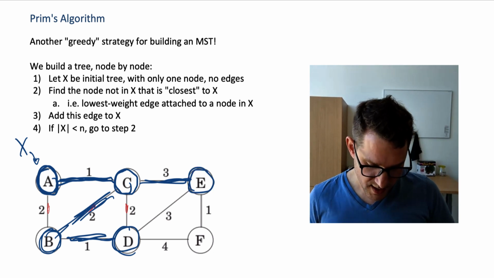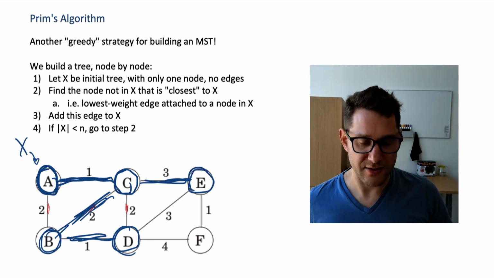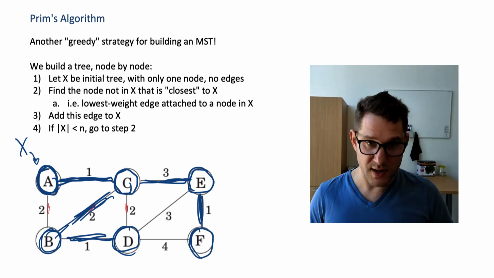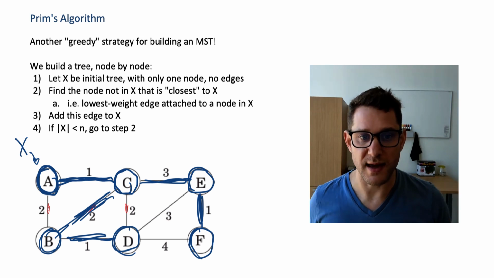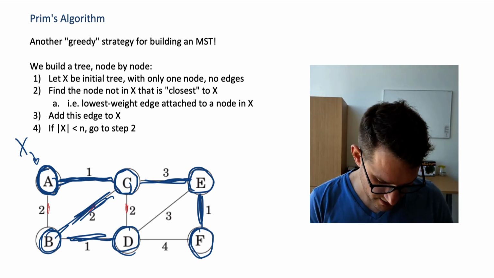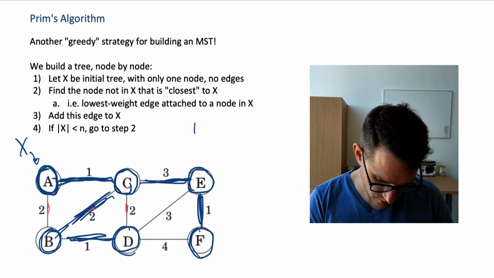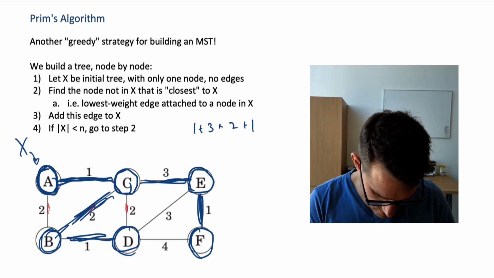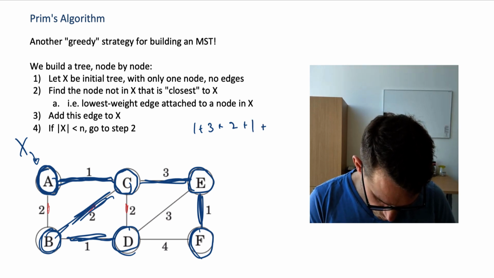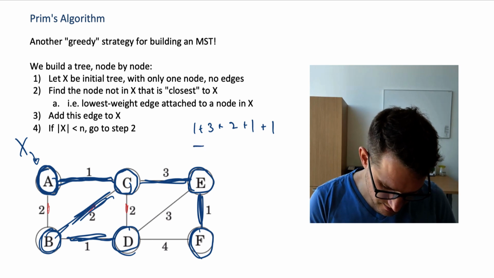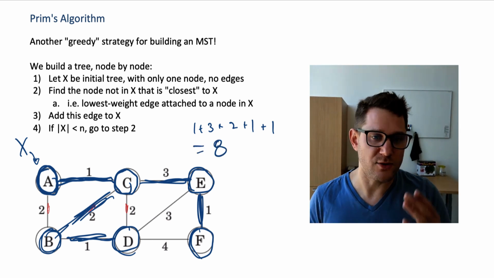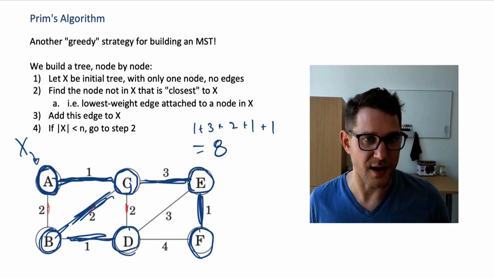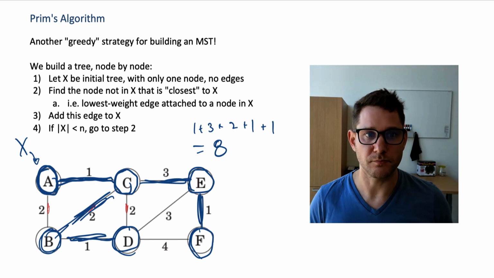And finally, I only have one node left to attach. The cheapest edge is this one right here, so I incorporate that node and that edge into x. And now I'm done. I have a minimum spanning tree. The total weight of this spanning tree is 1 plus 3 plus 2 plus 1 plus 1, which is a total of 8. So I got a minimum spanning tree with value 8, and you can check that there isn't any better spanning tree than with weight 8. 8 is the optimal value you can achieve here. Great.